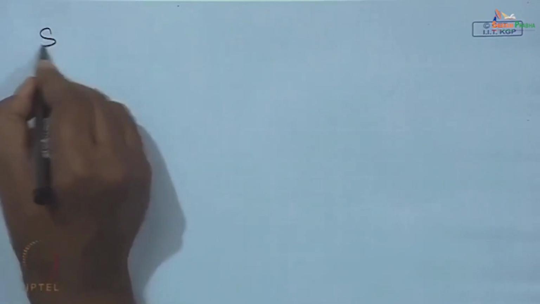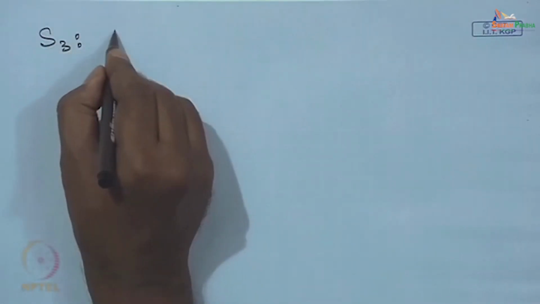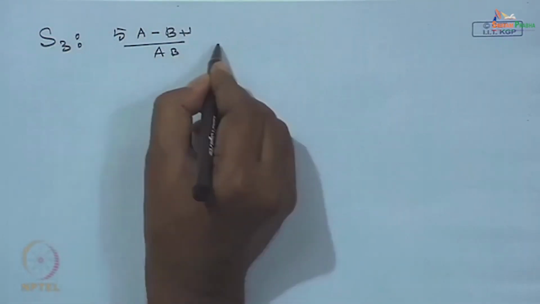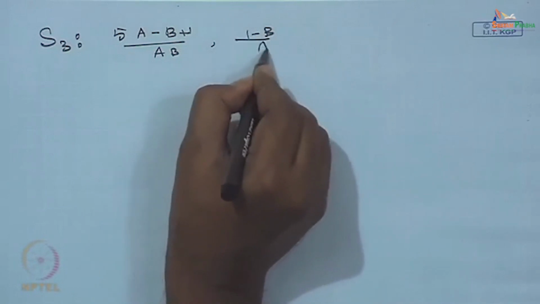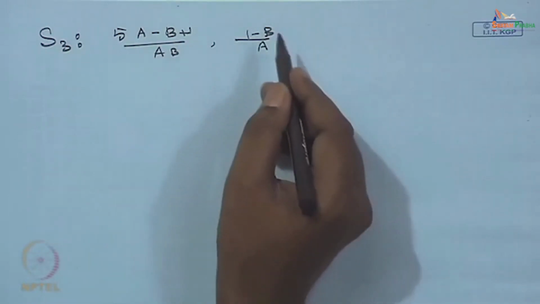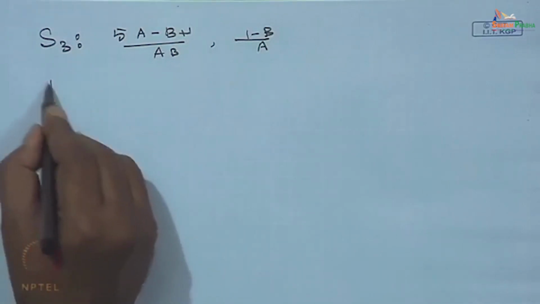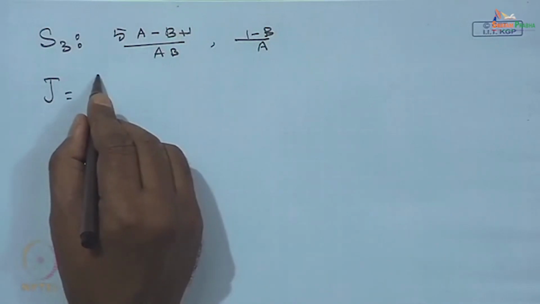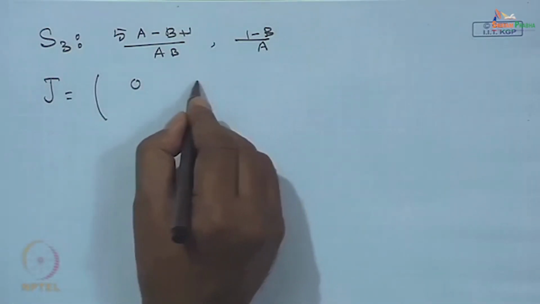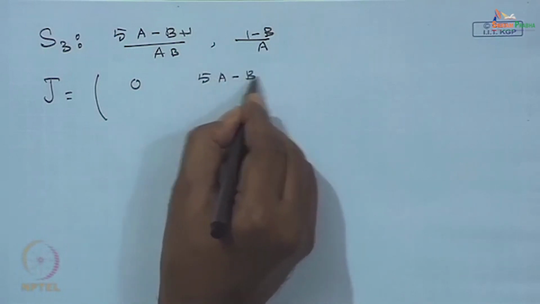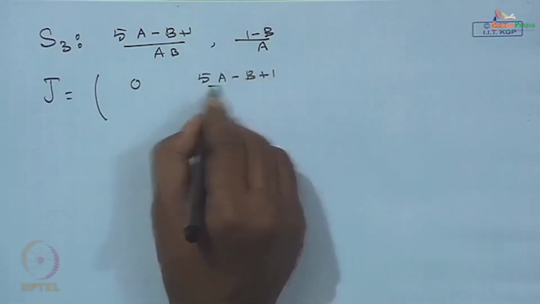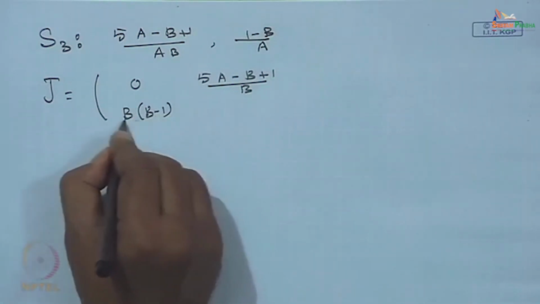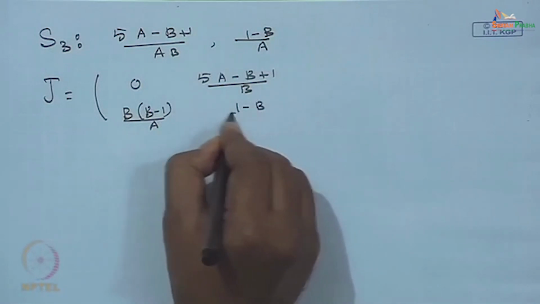The steady state S3 is given by ((5a minus b plus 1)/(a b), (1 minus b)/a). This is the steady state x value, this is the steady state y value. So, we evaluate the Jacobian matrix at this particular steady state value. So, this becomes 0, (5a minus b plus 1)/b, and this will be b(b minus 1)/a and (1 minus b)/a.